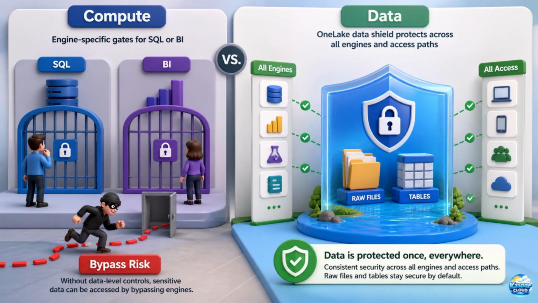In some cases, compute engines provide advanced security features that OneLake security may not yet cover. When teams rely on compute permissions, they should make sure users can only access data through the secure compute layer, not through alternate OneLake paths.